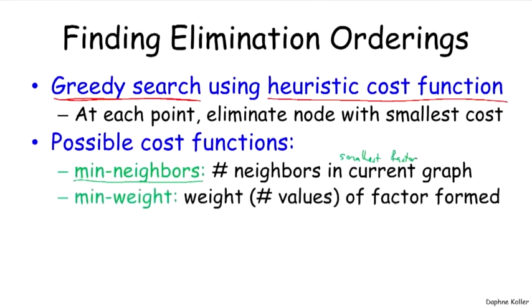Min weight accounts for the fact that sometimes you have variables that have 100 values and others that have 2 values. And if you just count variables, you're going to ignore that distinction. So min weight computes the weight, or the total number of values in the factor formed. So min weight is a way of capturing the fact that if you have 2 variables, each of which has 100 values, you might prefer to nevertheless pick a factor that has 5 variables, each of which has only 2 values.